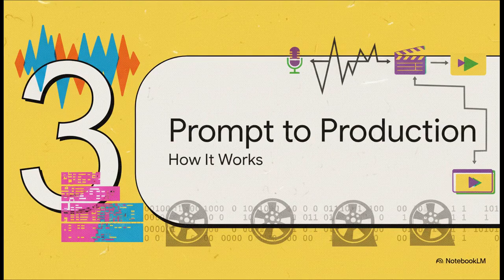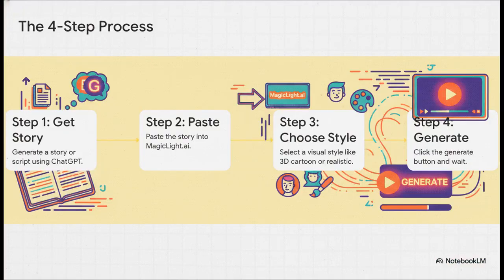So you're probably asking, okay, how does this magic trick actually work? Let's pull back the curtain and break down how you get from a simple line of text to a finished, ready-to-post video. And you're gonna love this because the process itself is just beautifully simple. 4 steps, that's it. First, you pop over to something like ChatGPT and ask it to write you a little story. Step 2, you copy that story and paste it into an AI video tool, like magiclight.ai. Step 3, you pick a look you like, maybe 3D cartoon or something more realistic. And finally, step 4, you click Generate. That's it, the hard work is done.